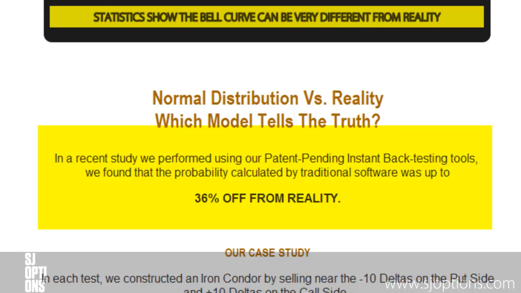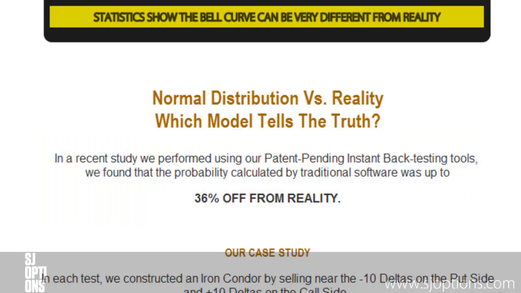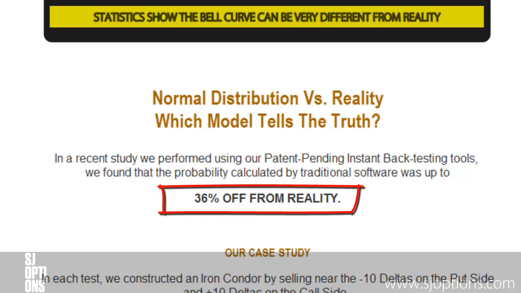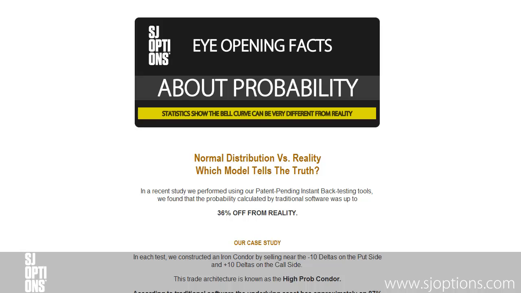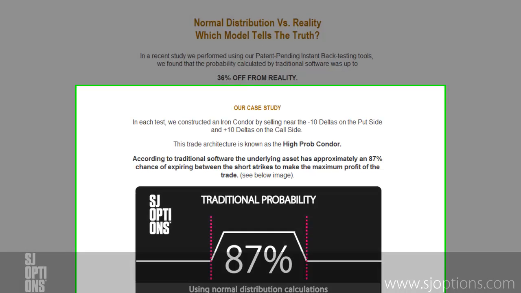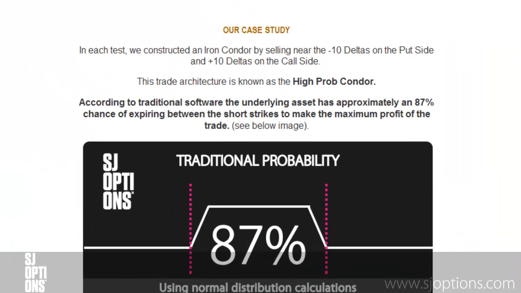In a recent study we performed using our patent-pending instant backtesting tools, we found that the probability calculated by traditional software was up to 36% off from reality. Now think about that. If you're trading options and you're basing your trades on probability and you're using the bell curve, and the calculations are this far off from what really happens, from what the statistics add up to, just think about the complications. In our case study, we constructed an Iron Condor.